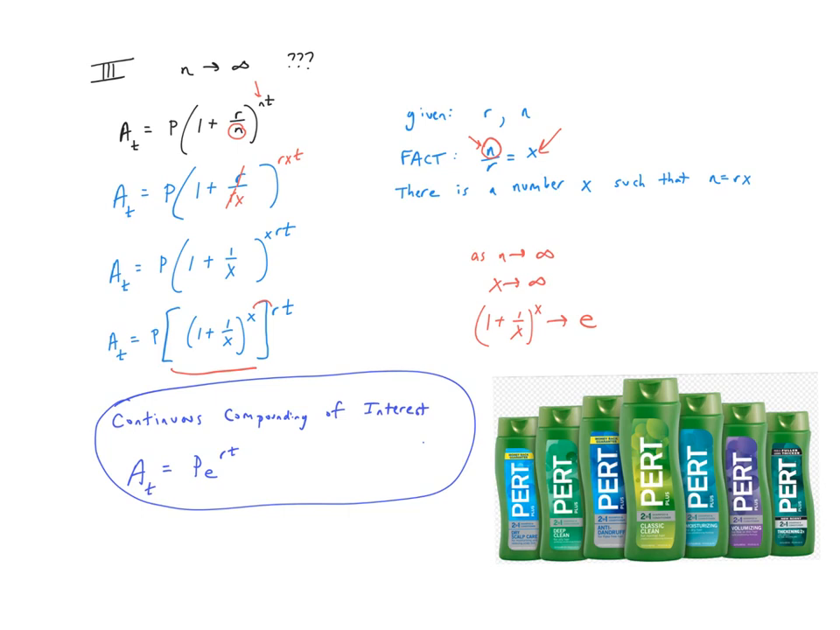It's easy to remember this formula. All you have to do is remember my favorite shampoo, Pert Plus. This is a shampoo and a conditioner in one, and you can find it at your local grocery store.